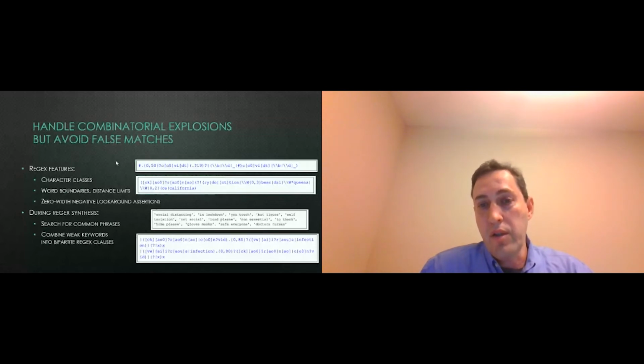And on the right, you see, for example, social distancing, which appeared early in the development of regexes, where there was the word social, there was the word distancing, but they're weak keywords. When they appear in a phrase, that's a strong phrase. And so we combine weak keywords and regexes for spelling variants into bipartite regex clauses, where in the middle you see this 0 to 80 quantifier for any character.